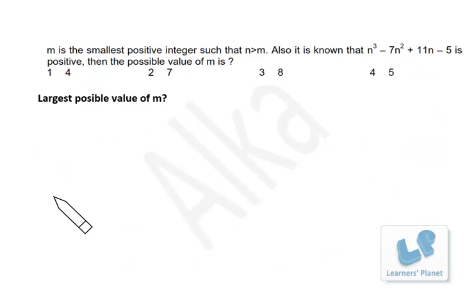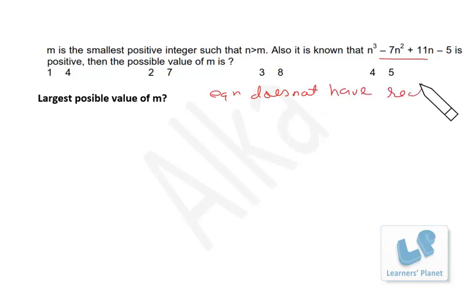So we are discussing in how many ways a single question can be asked. One more in the series. m is the smallest positive integer such that n is greater than m. Also it is known that n cube minus 7n square plus 11n minus 5 is positive, then the possible value of m is. Okay, so if this expression is positive, that means this equation doesn't have any real solution. The first thing that we are picking up is that the equation does not have a real solution.